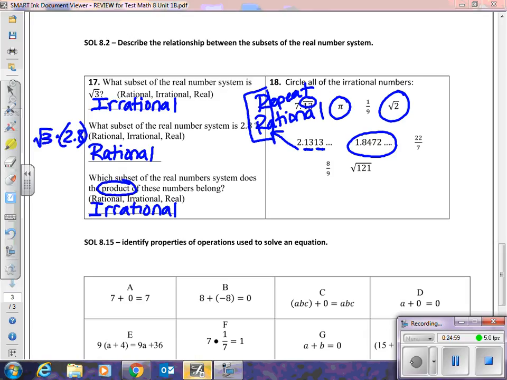All right, the next one, 22 over 7. Don't touch your calculator. It's written as a fraction. All fractions are rational. 8/9, same thing. Don't touch the calculator. It's a fraction. It goes to the rational numbers. And then square root of 121 is 11, and 11 is rational. So the only three numbers you should have circled are pi, square root of 2, and 1.8472 dot dot dot.